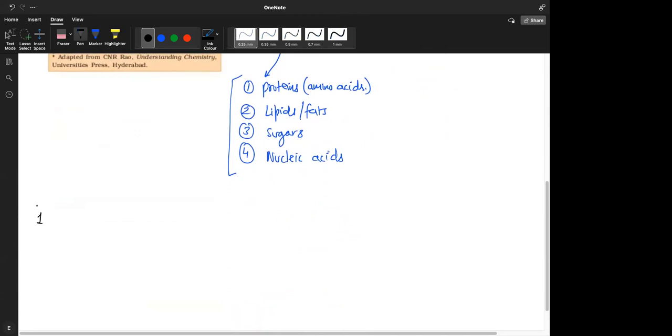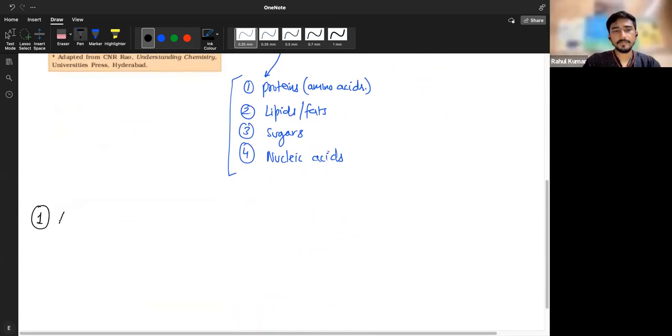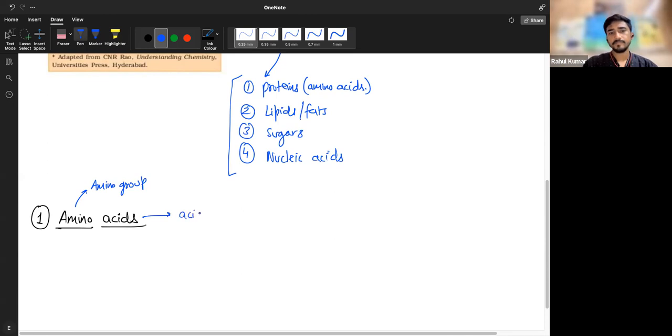Okay, so let's start with some basic things today for proteins, which are called amino acids. Now, as the name suggests, amino acids are the building blocks of every protein. And as the name suggests, amino acids have an amino group and an acid group.